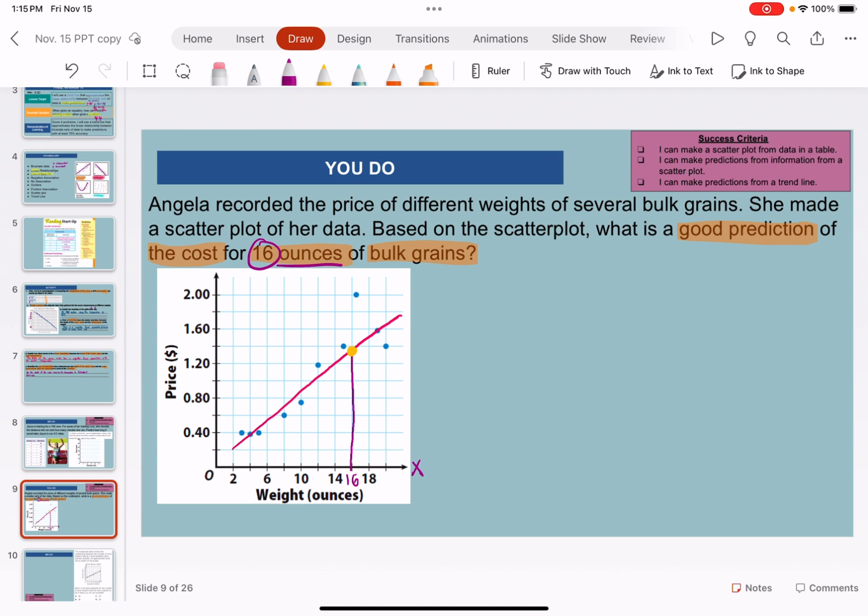So once I find that meeting point or point of intersection, I'm going to go ahead and draw a horizontal line so I can see what is that equivalent y value, right? Or where is that on the y-axis? Okay, so I can see that it looks to be in between $1.20 and $1.40 or $1.60. So I know that it's going to be $1.40 because I noticed that I'm counting by twos again, right? So 1.2, 1.4, 1.6. So the best prediction for the price of 16 ounces of bulk grains is going to be $1.40 per ounce, or just $1.40 for the whole bulk.